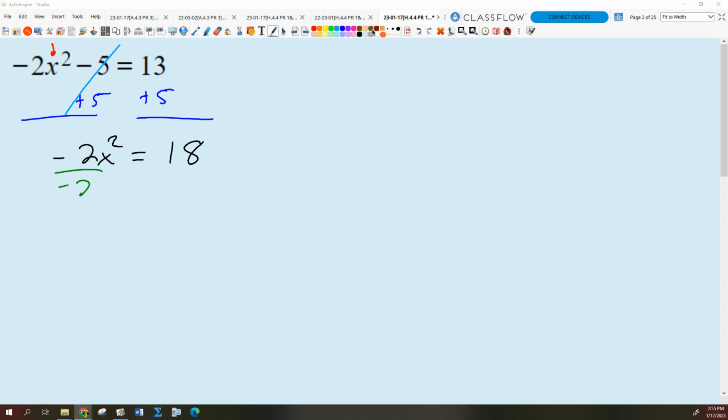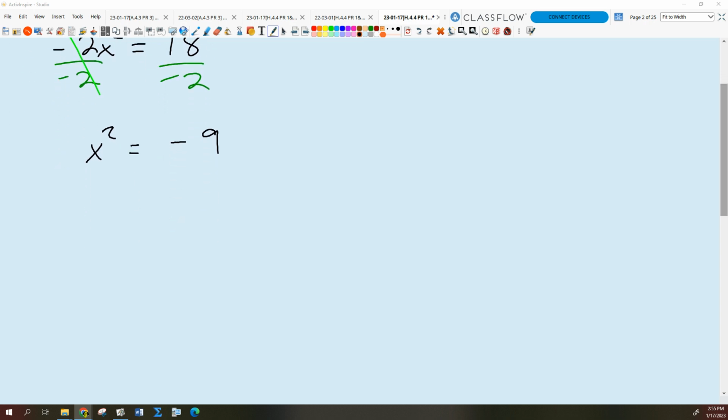So divide by negative 2, and I cancel. And now I get x squared equals negative 9. What's next? Square root. Okay, no big deal. I square root. What's the problem? Yeah, there's the problem, right? So we need to know how to deal with that square root of a negative number.